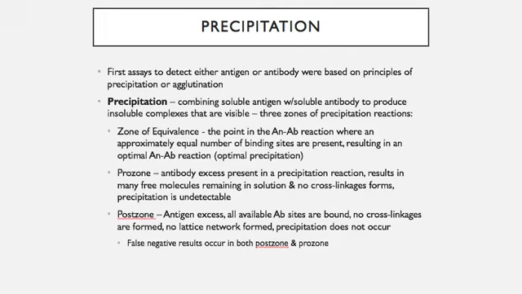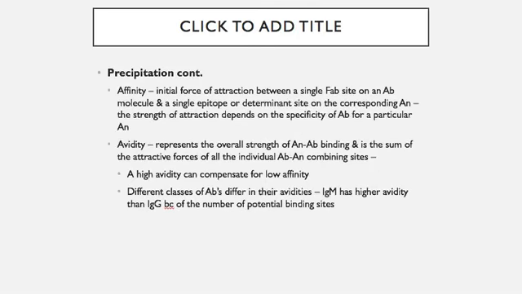And then you've got post-zone, which is an excess of antigen in the solution. So all of the available antibody sites are bound, but then you have additional leftover antigen. So again, no cross-linkages are formed, no lattice network is formed, and precipitation does not occur. So in both prozone and post-zone, this can lead to false negative results.